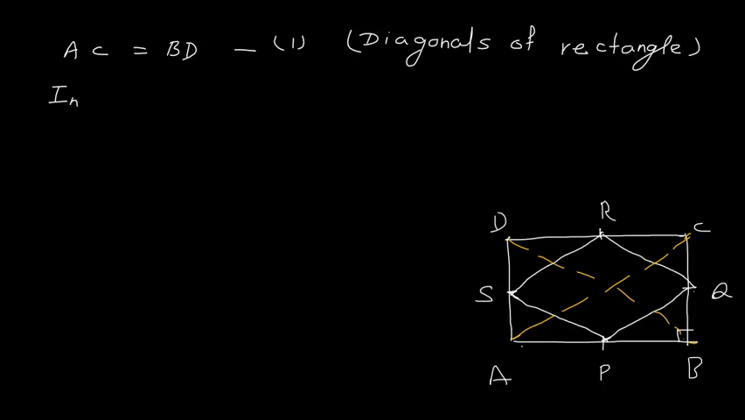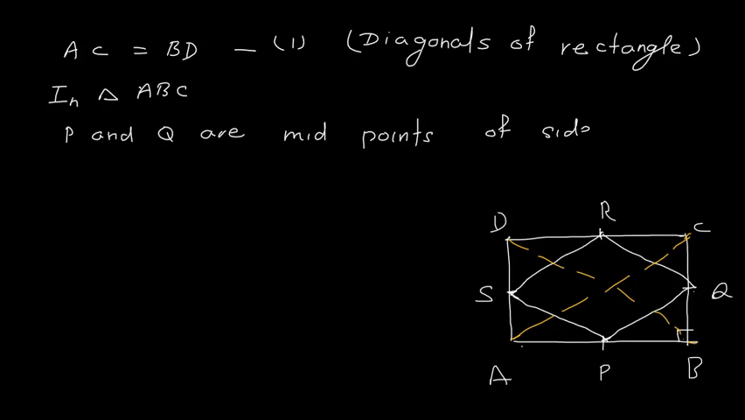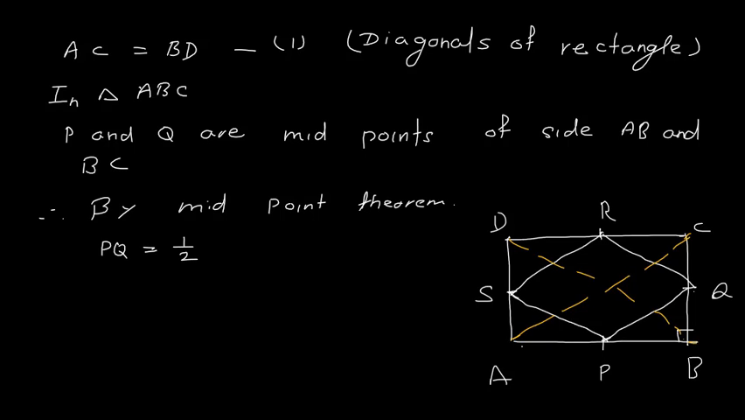Now in triangle ABC, P and Q are the midpoints of sides AB and BC. Therefore, by the midpoint theorem, PQ is half of AC. PQ is half of AC. This I will consider as equation 1.